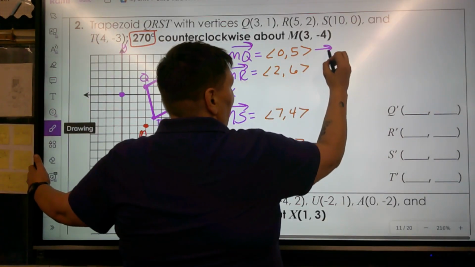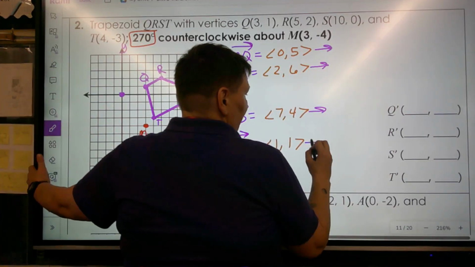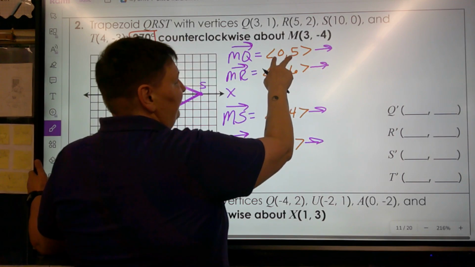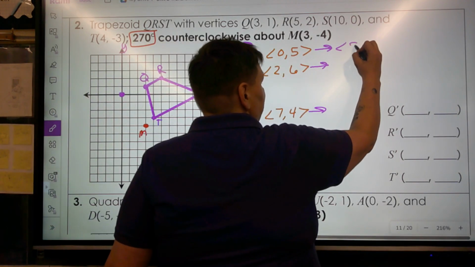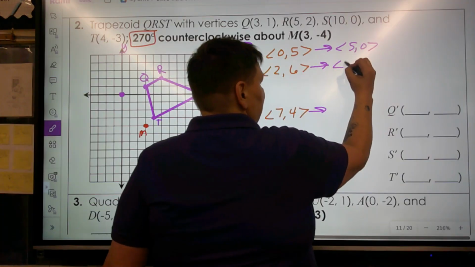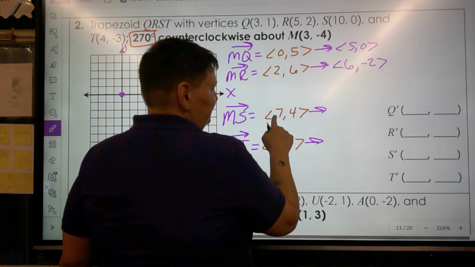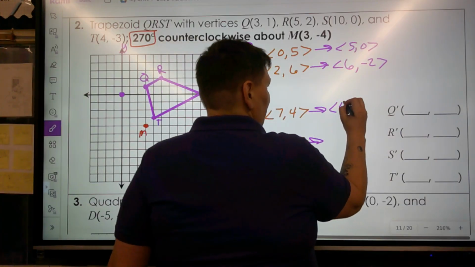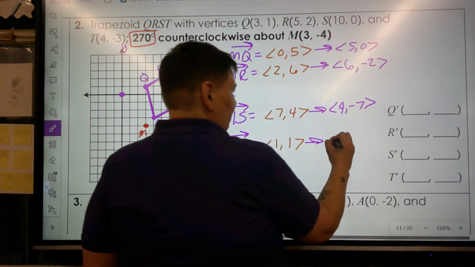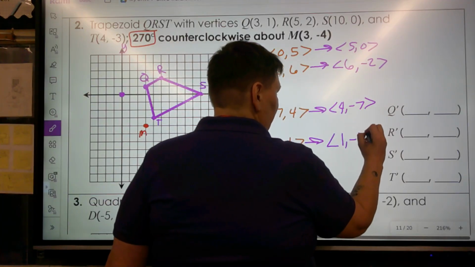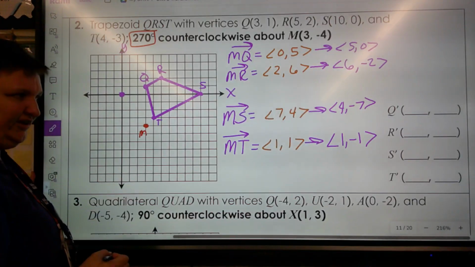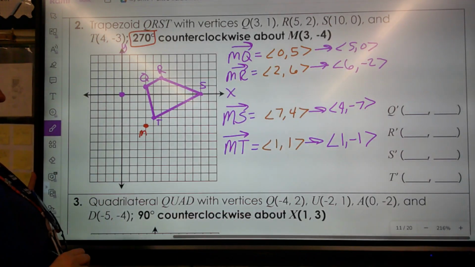All right, and then let's apply our rule. Find our new vectors. Remember, we're changing the sign of the X and switching our X and Y. 0 stays 0, so it becomes 5, 0. -2, 6, then switch. 6, -2. -7, switch. So 4, -7. 1, 1. So -1, then switch. 1, -1. Always change the sign before you switch. I promise you'll make less mistakes.